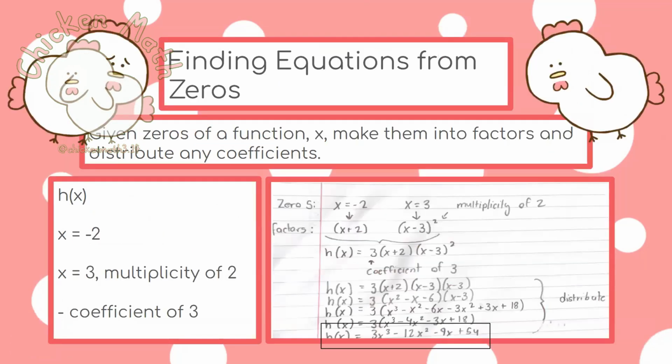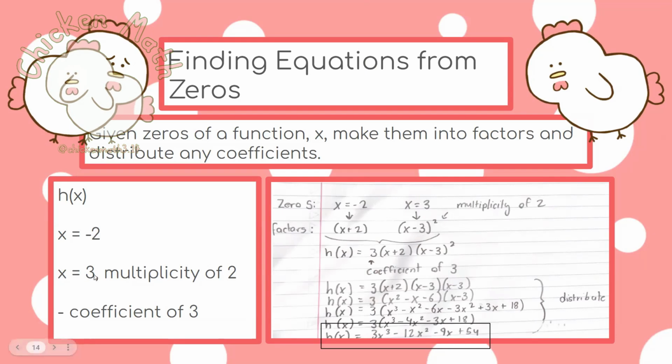All right, and lastly, we're going to be looking at finding equations from zeros. Sometimes you'll be given zeros of a function, and you're going to be given multiplicities and coefficients. We're going to be using all these elements to find the equation for h of x. These zeros can be made into factors, into these binomials. You have x equals negative 2, x equals 3. Take the opposites of these x values, you get x plus 2, x minus 3.